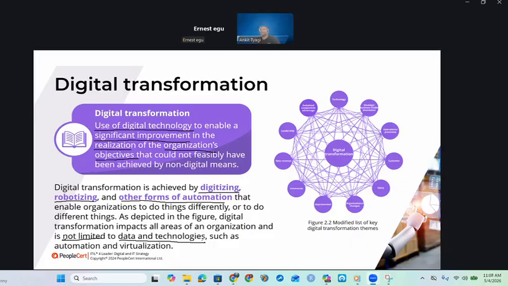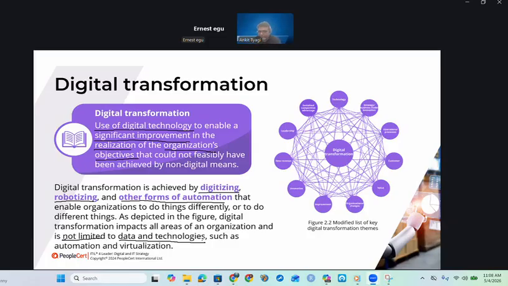Robotizing, I mean, the robots, automatic work, machine learning and robotics. Can you relate? Yeah. So, like we said, the digital transformation is not limited to the data and the technologies. It can affect any area within the organization.